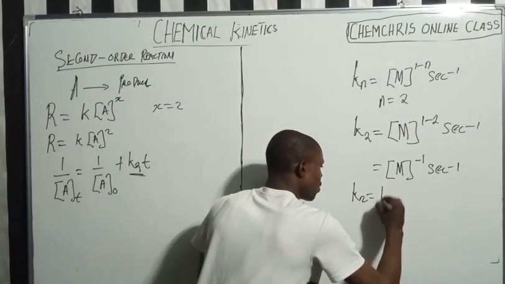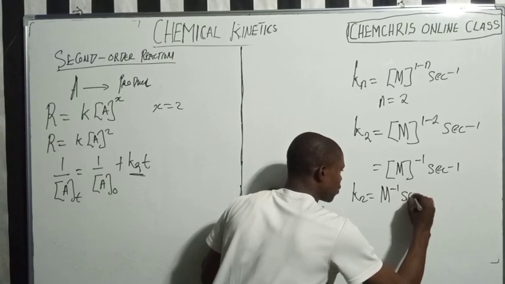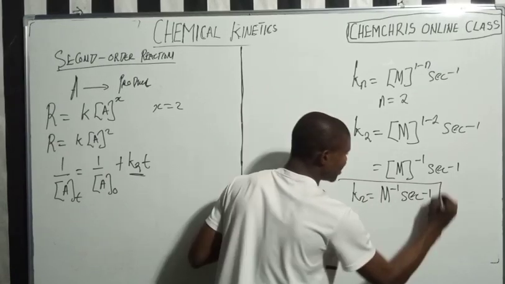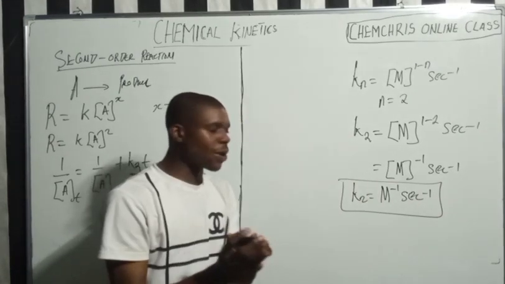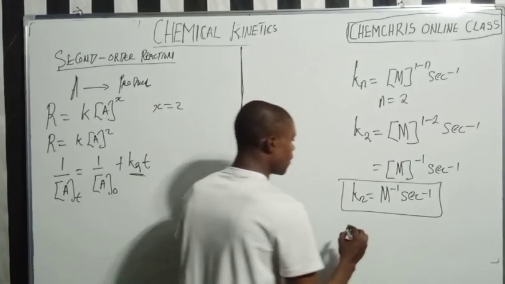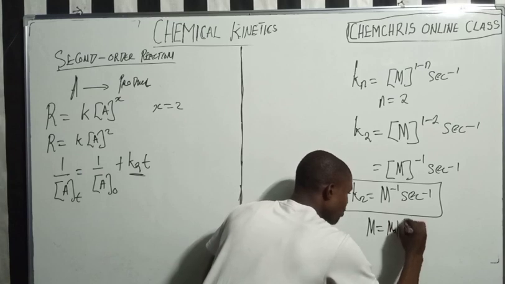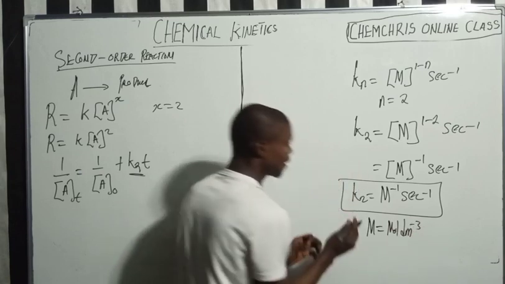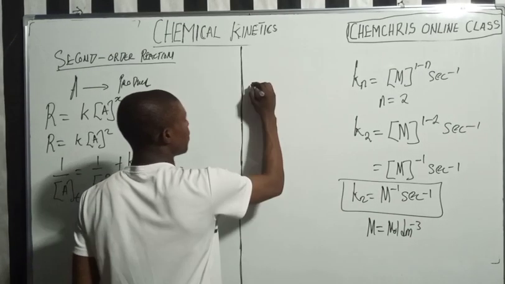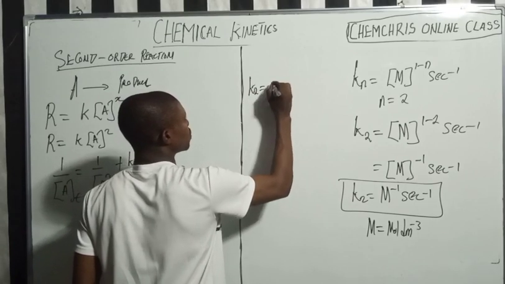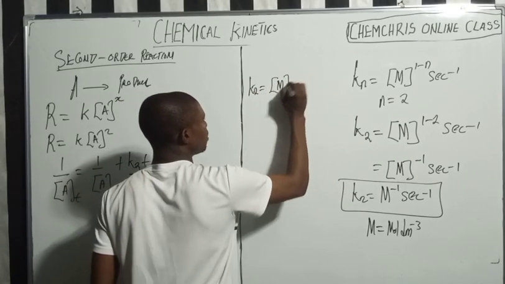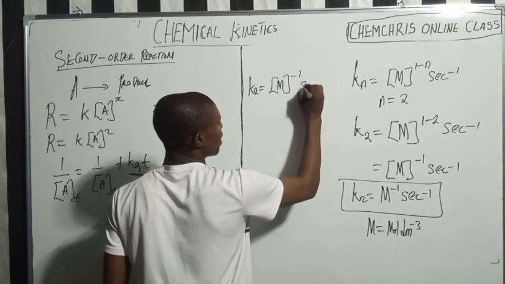Is it okay? So in some textbooks we see K2 written as per molarity per second. This one is acceptable. But what I want you to understand here is that remember molarity is always equal to mole per dm cube, right? So if you substitute there, here we have K2 equals molarity to the minus 1 per seconds.